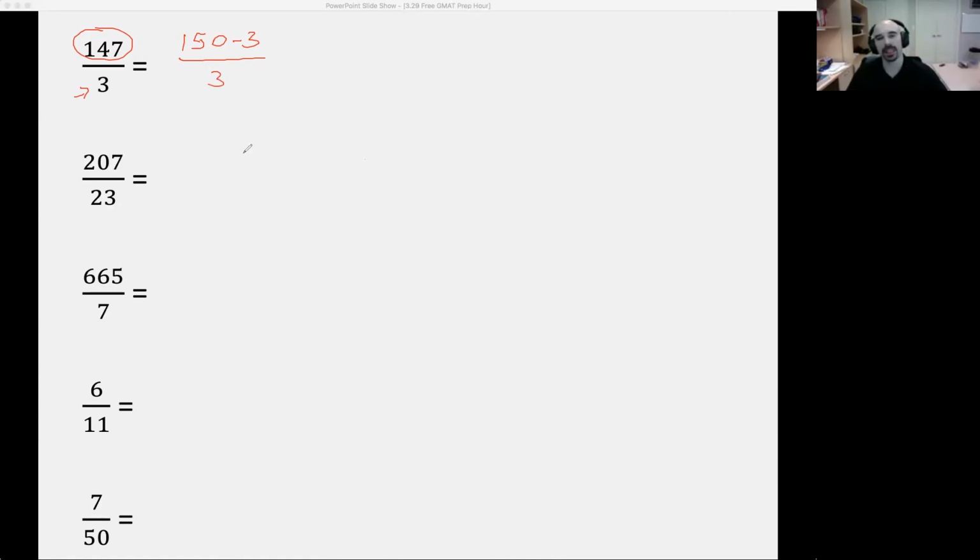Now what I wrote is exactly the same as the original question, and we can go ahead and divide each of these numbers separately by 3, and we get 50 minus 1 is 49.